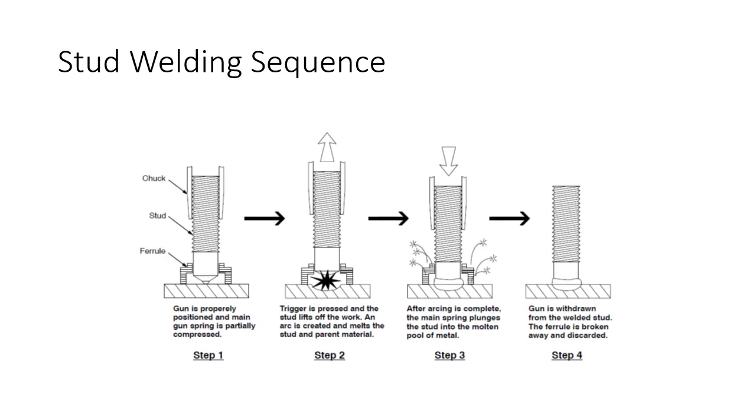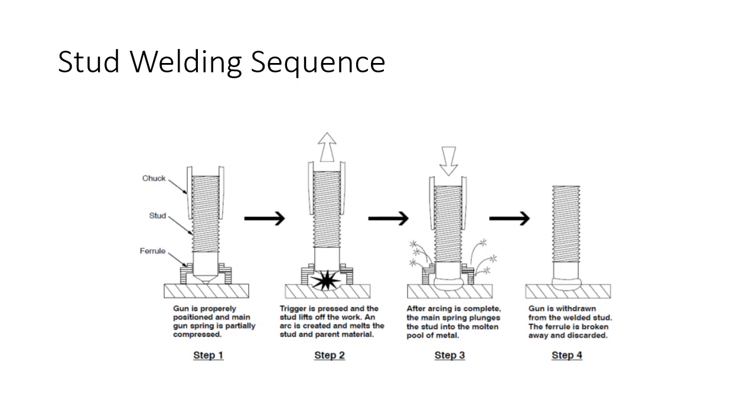So you've got everything properly placed. You're going to shoot that stud where you want it to go. The trigger is pressed and the stud lifts off the work. An arc is created and melts the stud and the parent metal. So you've created this arc just like in shielded metal arc welding, and you've got a little liquid weld metal pool, but it's all contained inside that ferrule. Remember I was talking about the ferrule being kind of a little mold or a little Dixie cup that holds the liquid in place? That's what we've got going on here. The stud welding sequence doesn't work if you don't have that ferrule holding that liquid weld metal in.